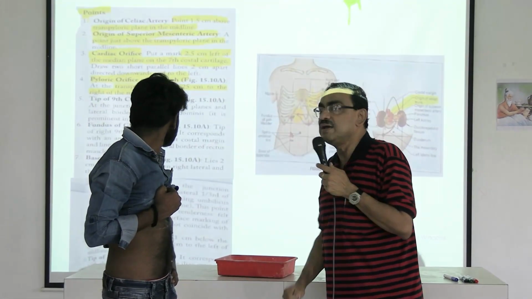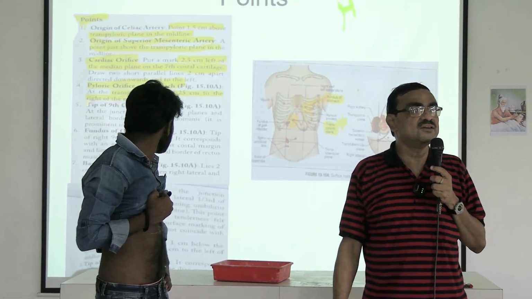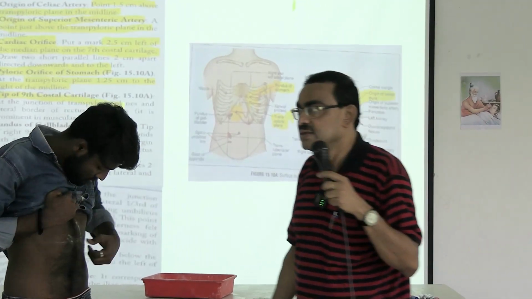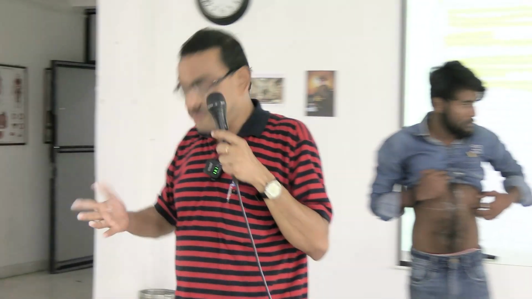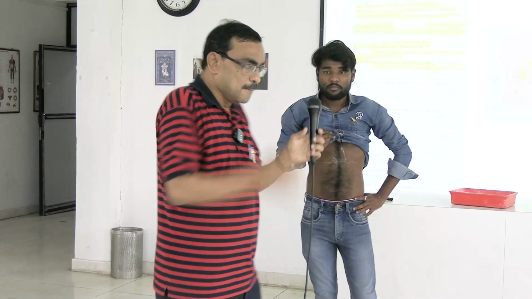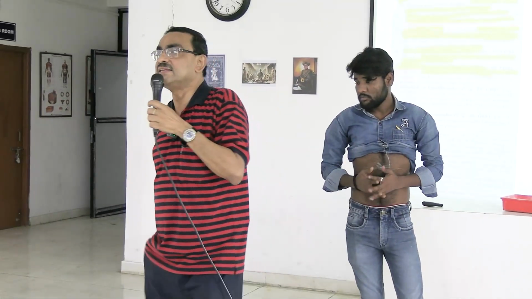Next is the tip of the 9th costal cartilage. The tip of the 9th costal cartilage you can feel in your body. Just taut your anterior abdominal wall. You can feel the rectus abdominis muscle.